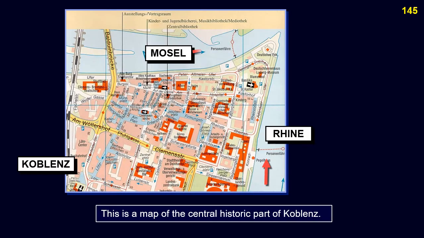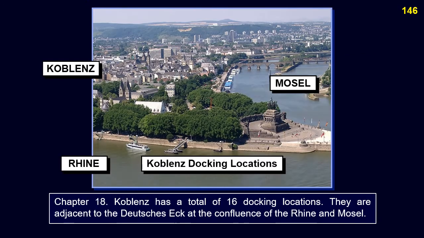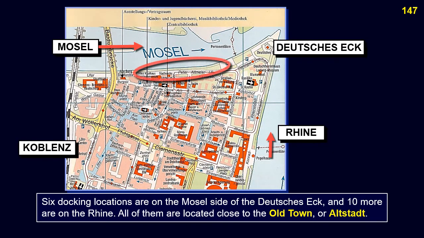This is a map of the central historic part of Koblenz. Koblenz has a total of 16 docking locations. They are adjacent to the Deutsches Eck, at the confluence of the Rhine and Mosel. 6 docking locations are on the Mosel side of the Deutsches Eck, and 10 more are on the Rhine. All of them are located close to the Old Town, or Altstadt.